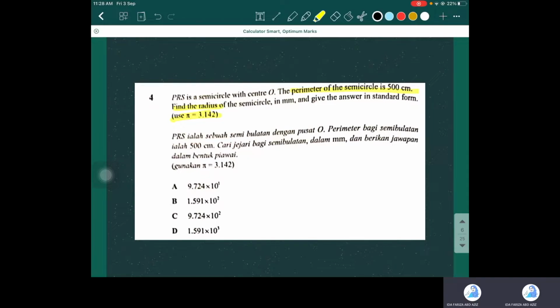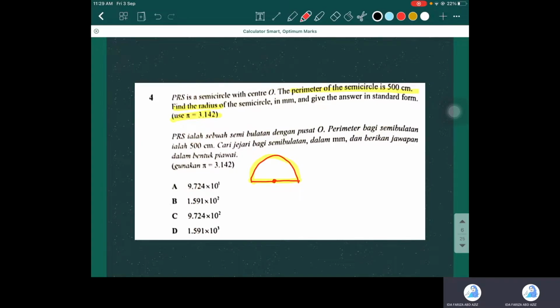Okay, in the calculator, when you want to answer this kind of question, there's a very quick way to find R, to find one unknown if we have a linear equation. So let's start with, you kena faham soalan ni, kita kena keluarkan linear equation for this problem solving. Okay, we have perimeter of semicircle. How to calculate the perimeter?